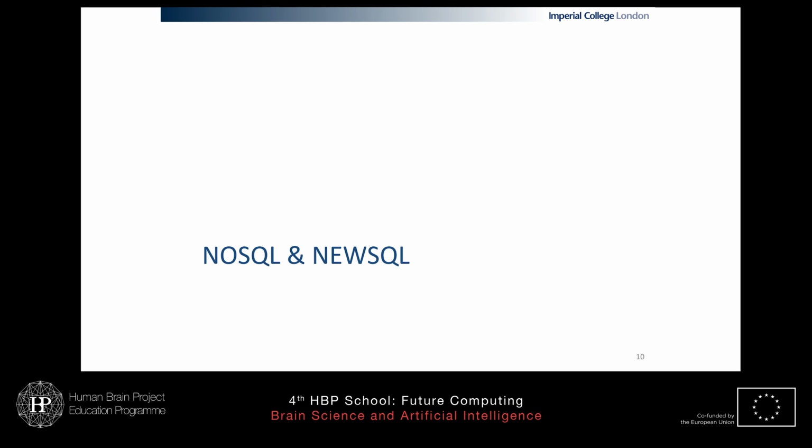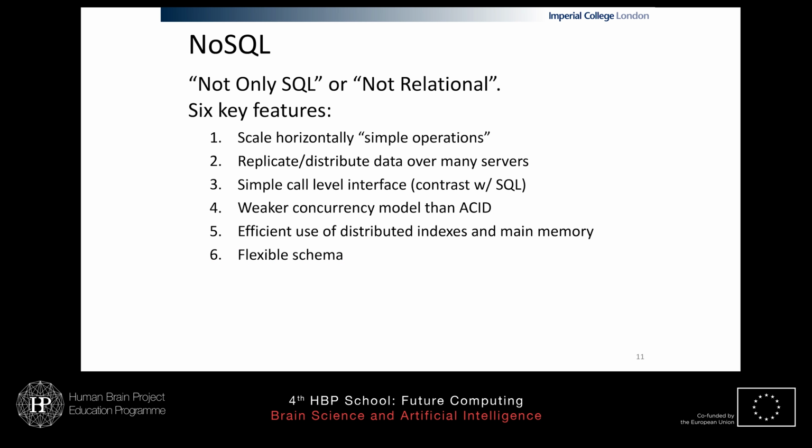reflecting my opinion. So NoSQL really is the idea of not only SQL or not relational. It has 6 key features. Scale horizontally, meaning we scale out into the cloud. What that means, I'll talk about later a bit more, right? But we want to enable scalability for large-scale applications. Then we replicate and distribute the data over several servers, such that we don't have everything in one place, such that we don't have one bottleneck. And then we use a simple interface to that.